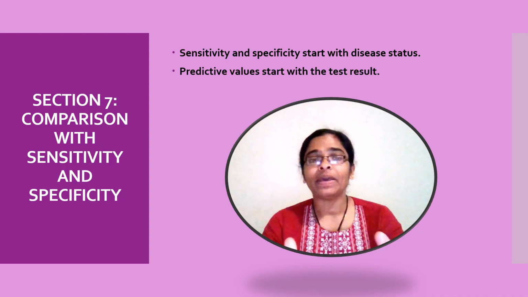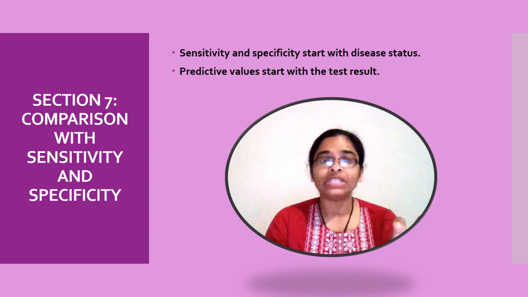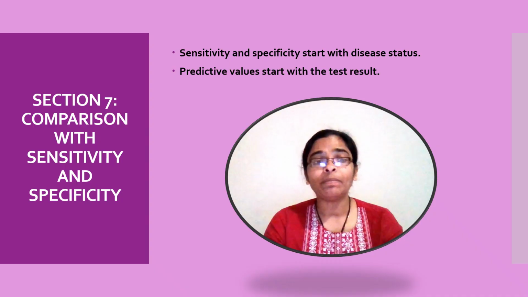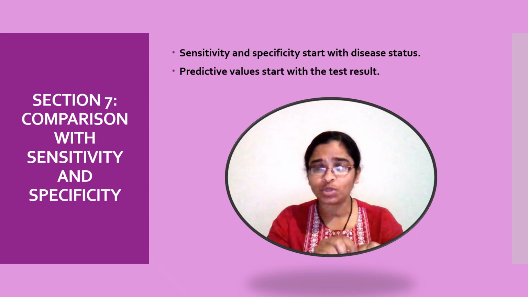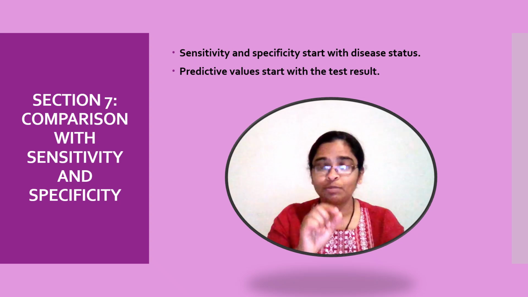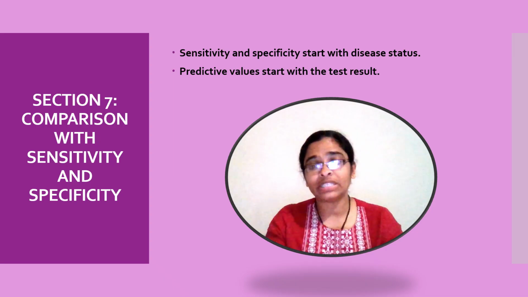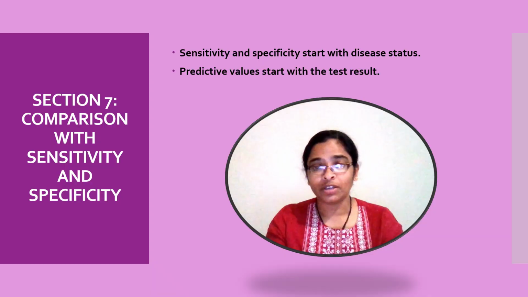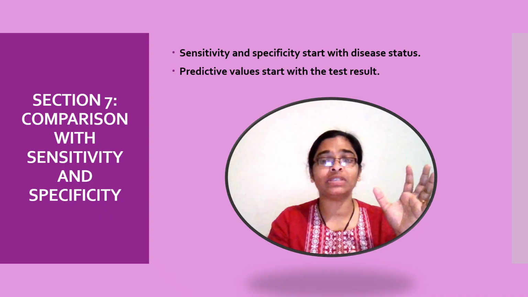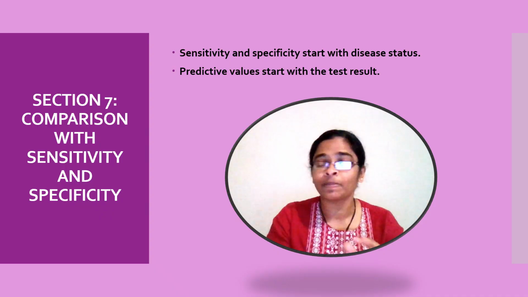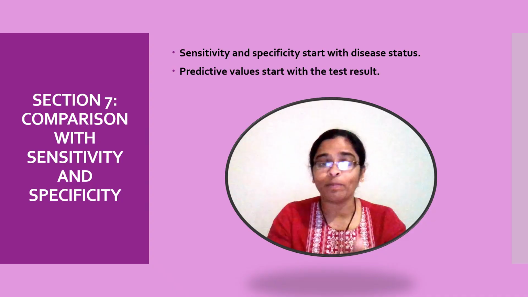Now, let's compare it with sensitivity and specificity. Sensitivity asks, among people who have the disease, how many test positive? So it starts with the disease status. Specificity asks, among people without the disease, how many test negative? So sensitivity and specificity, they start with the disease status, whether the person has the disease or does not have the disease. Now, positive predictive value and negative predictive value start from the opposite direction.